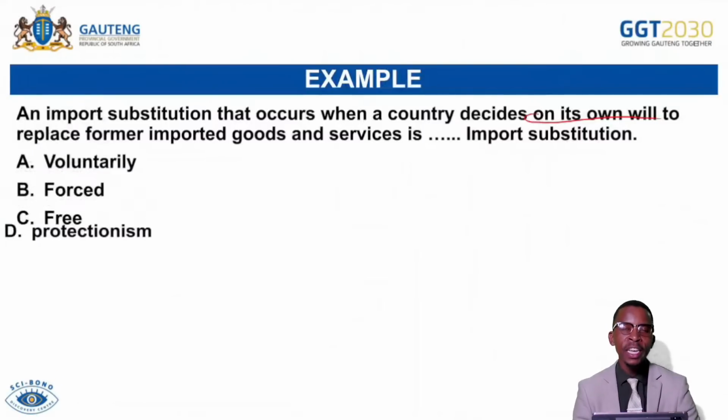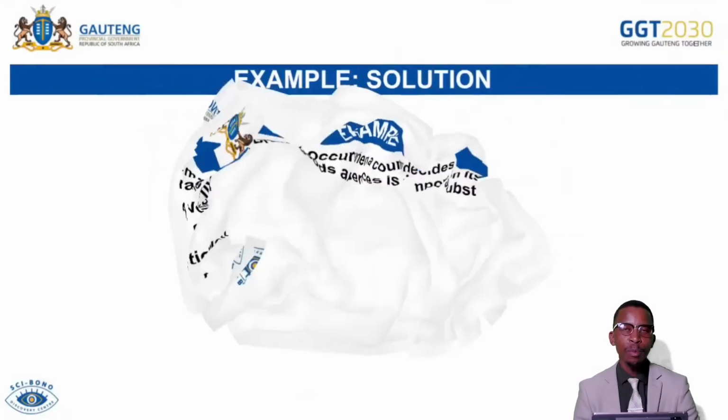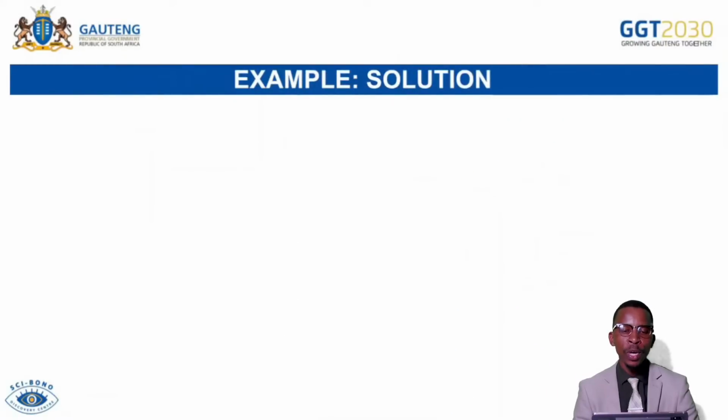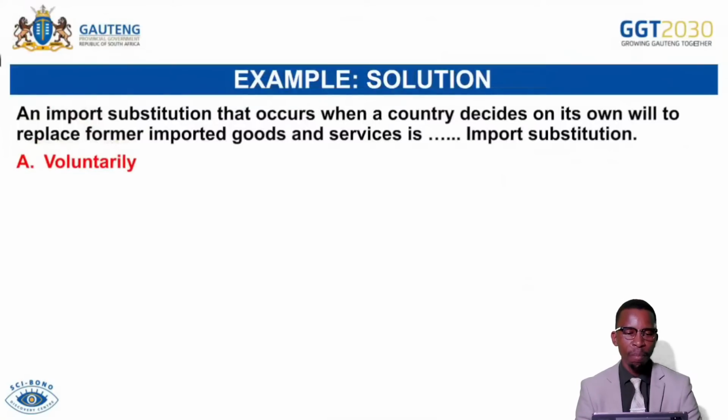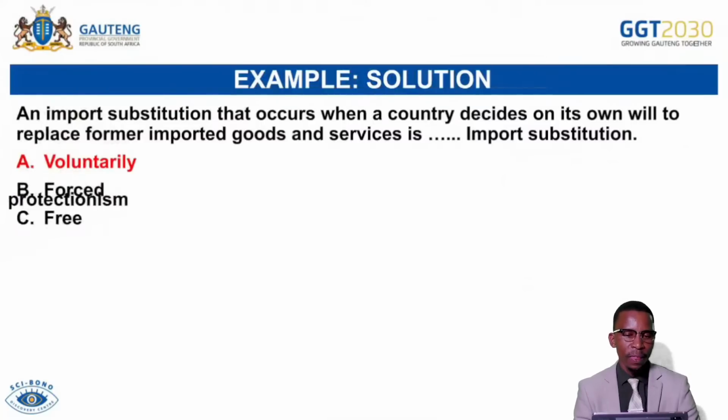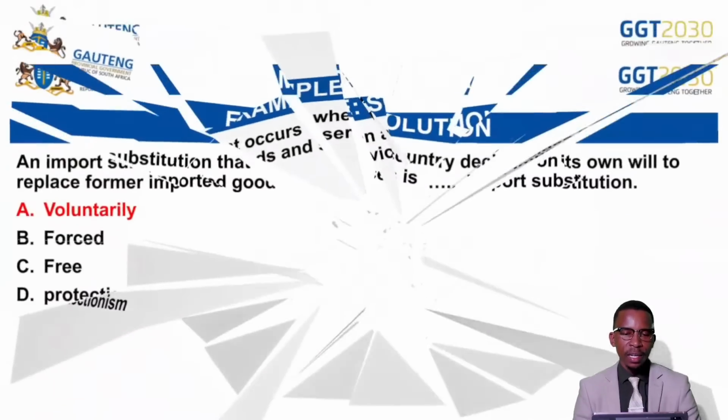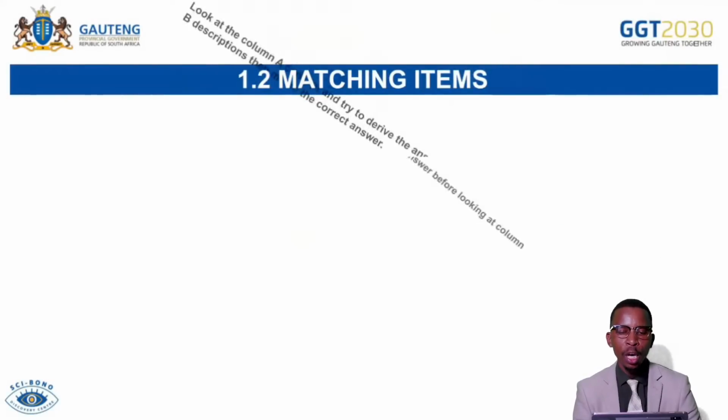But in this situation it is the voluntary import substitution, when the country decides on its own will to replace former imported goods and services with locally produced goods. So voluntarily is correct, and then the rest is wrong. We are not even considering it. And then let's check the next part, matching items, column A and column B.